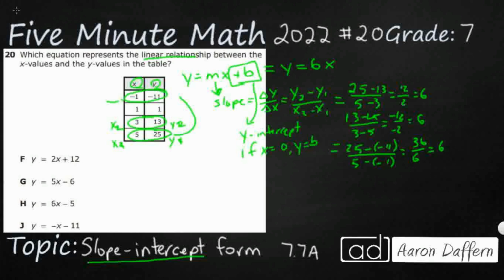I don't have 0, but 0 is going to fall right here between that negative 1 and 1. You see the x is getting more positive, so it's going to be right between the negative 1 and 1, and I can really just split that in half. So if I've got negative 1 and negative 11, and I've got 1 and 1, that's a distance of 2. So that 0 is going to be right in the middle.